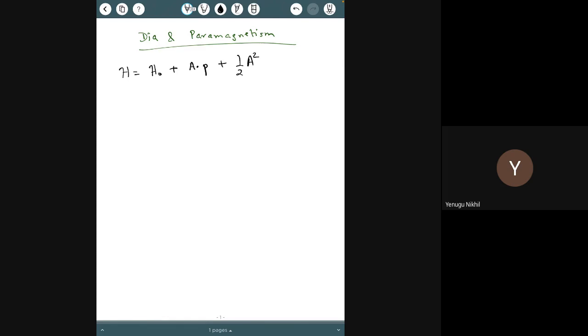So let's see. We are going to open out the A dot P term. We're using the Coulomb gauge, and we're talking about a constant magnetic field B. This also we saw last time, that then we can write the vector potential as half of B cross R minus O, where O is the gauge origin.